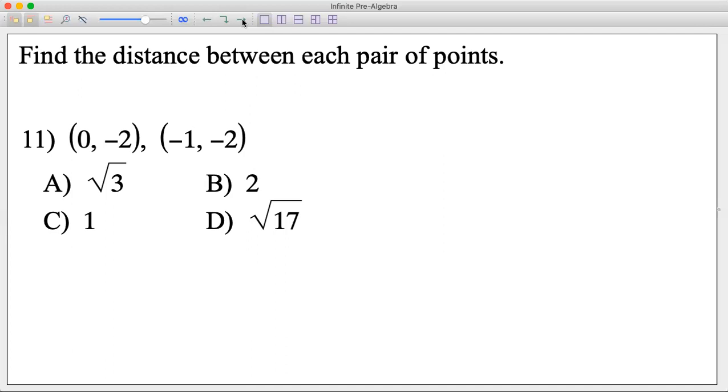All right, here we go. -1 minus 0 squared is 1. -2 plus 2 is 0. Oh, that's nice, because 0 squared is just 0. Square root of 1 is 1, and you're done. So it's just a negative squared is a positive.